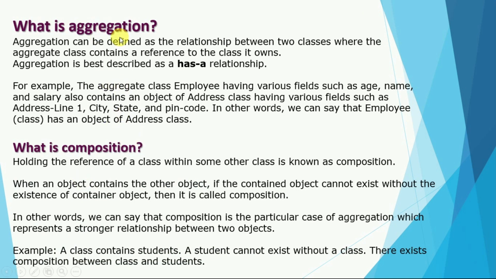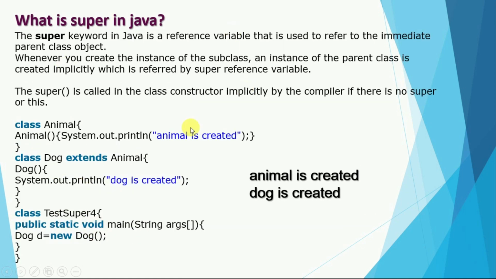So we already discussed what aggregation and composition are. The aggregation relationship we already discussed; aggregation is best described as a has-a relationship. And composition we also discussed with an example. Okay, so we also discussed the super keyword. So let's take a look at an example.